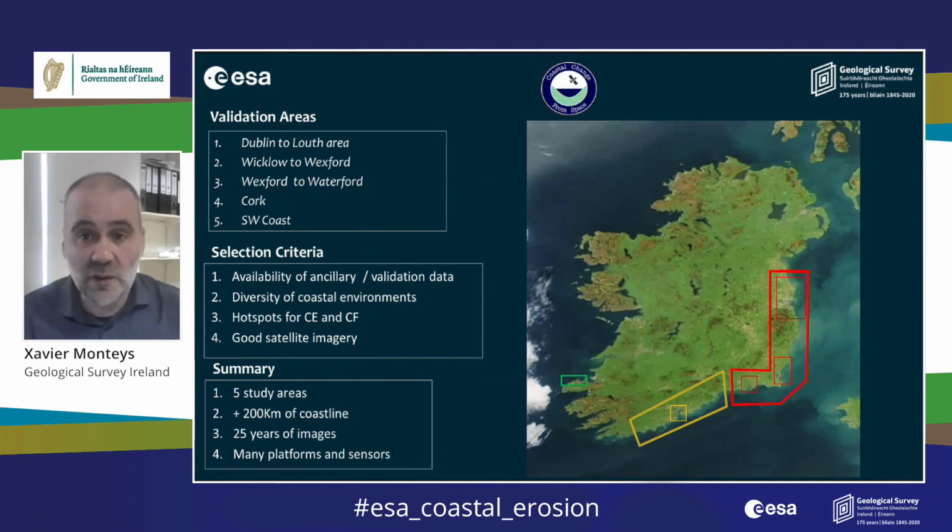But these products, in order to be fully assessed, have to be spatially and temporally linked to the validation data. Initially, 5 pilot study areas were identified in Ireland, 4 on the East Coast and 1 on the West Coast. These were selected by a combination of criteria from satellite image availability to coastal type variability, hotspot areas for coastal erosion or coastal flooding, estuaries, and so on. But more important or relevant for this talk was the availability of validation data, which I will refer to soon.